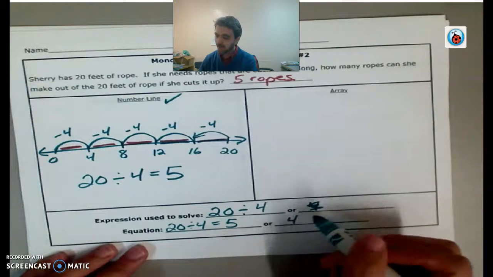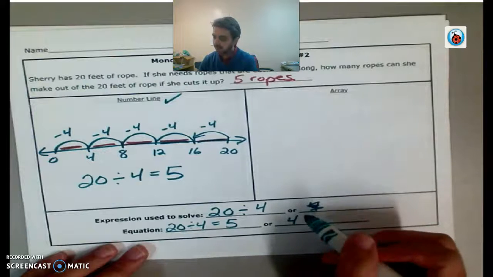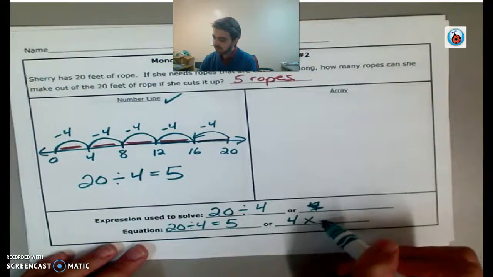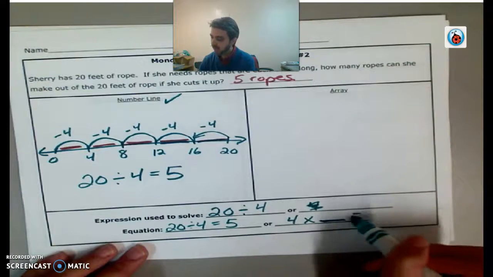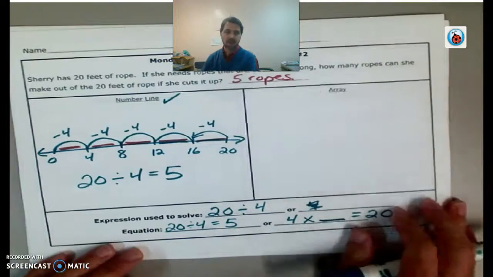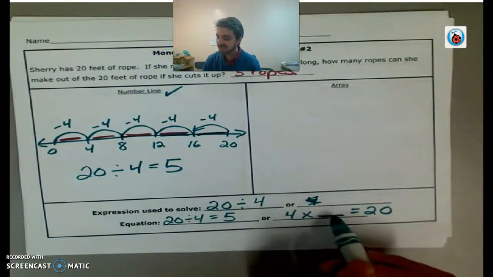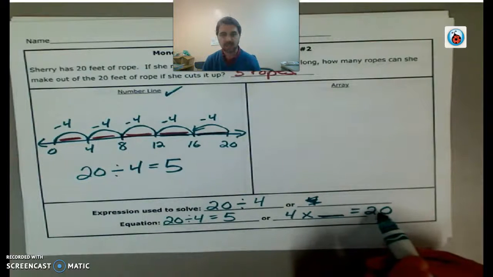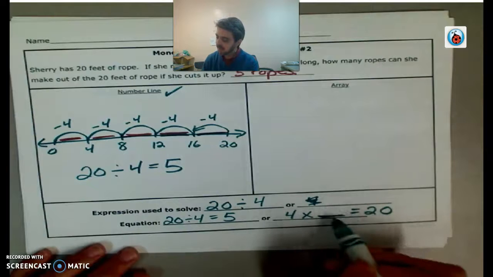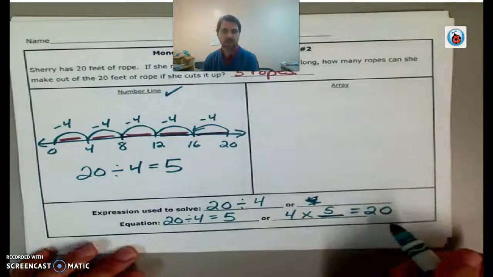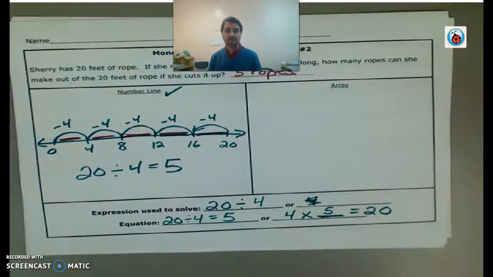So we knew it was going to be 4 feet long. If we multiply 4 times something, we don't know what, it's going to give us 20. So 4 feet times how many ropes is going to give us 20? We figured out it was 5, right? So 4 times something, which we're going to say is 5, equals 20. We'll talk more about this in the next video.